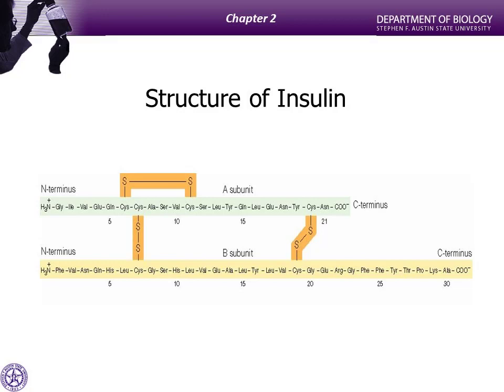Now we have two protein chains tied together. What level of structure is that? Quaternary structure. So when you see two chains tied together, even in a diagram like this, you know we're talking about the fourth and highest level of protein structure.